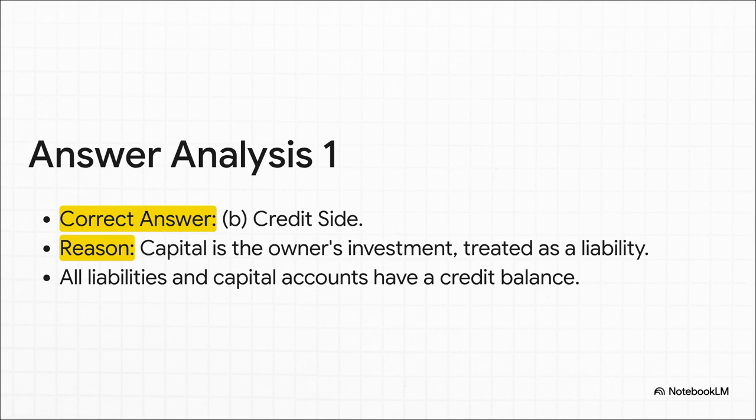Why? Well, remember our rule. Capital is the owner's investment, which the business essentially owes back to the owner. So it's treated like a liability, and all liabilities and capital have a credit balance. The debit side is for assets and expenses, so A and D are out. And of course, it has to appear, so C is wrong. See how that rule just gives you the answer?